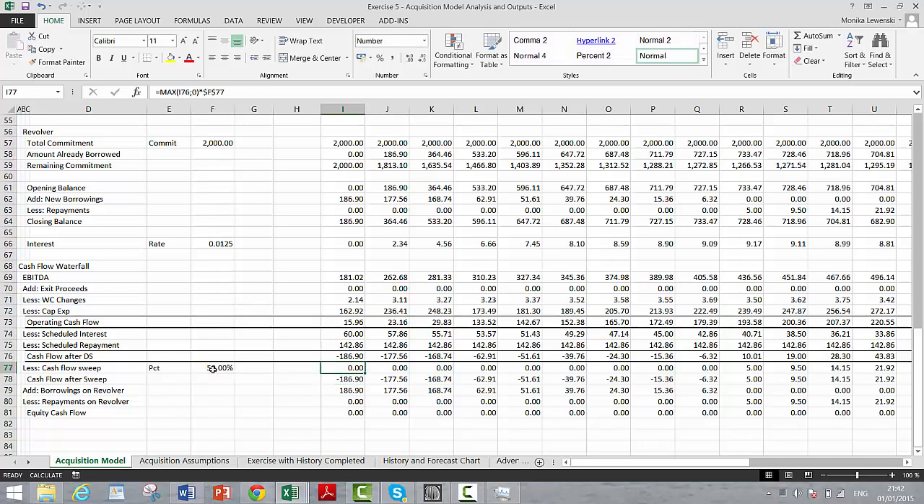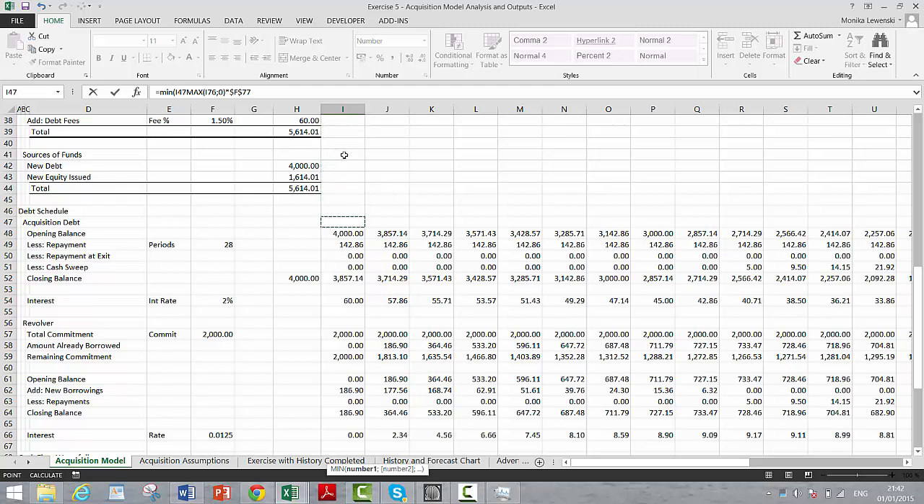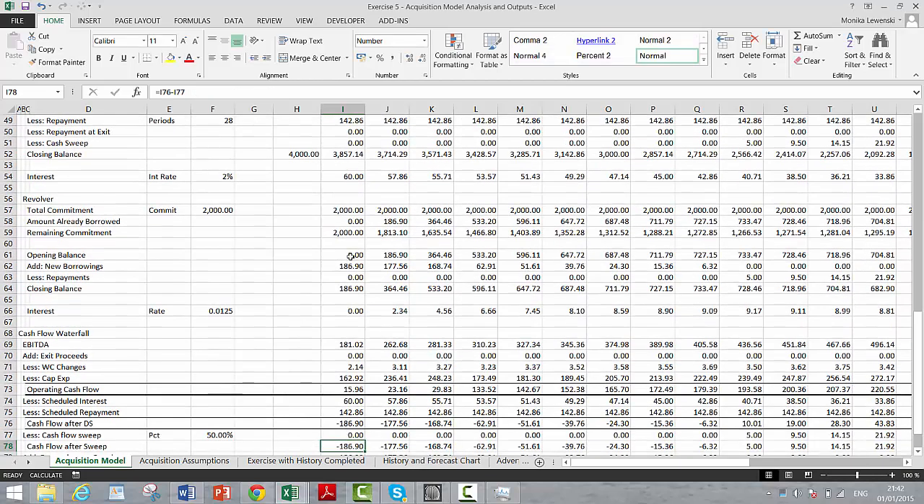And then you take that number and you multiply that by the sweep percentage. Okay, and then when you're finished with that, you take that one and take the minimum of the opening balance of the debt. But now two things happen with the opening balance of the debt. First, you have to take away any repayment you have scheduled, and then I added a repayment at exit as well. I didn't tell you about that, and then that's your cash sweep formula.